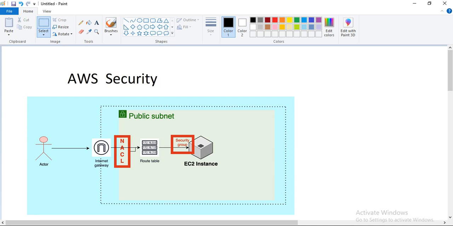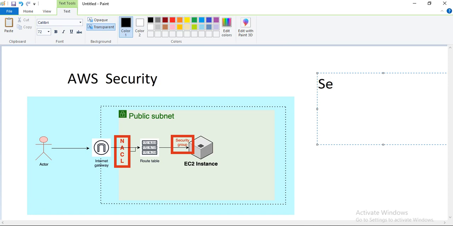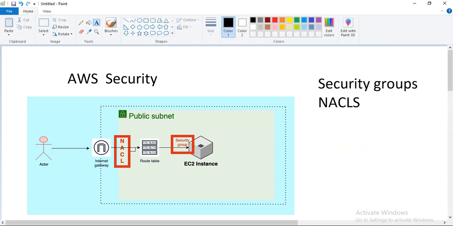There are two important concepts of network security in AWS. First of all, security groups, and second, NACL, which stands for Network Access Control List. These are the two security components provided by AWS. So let's explore each of them.